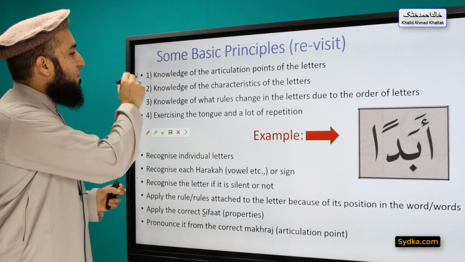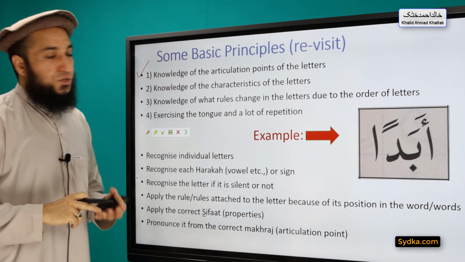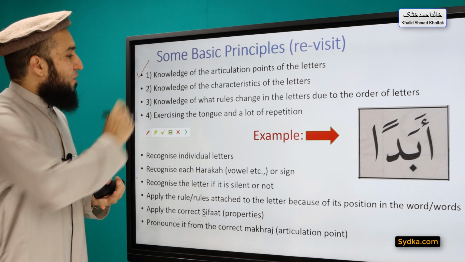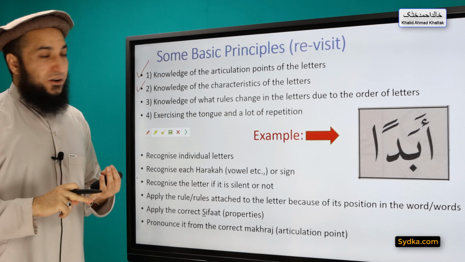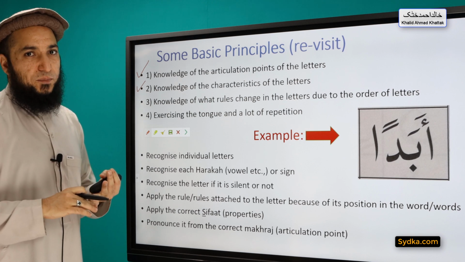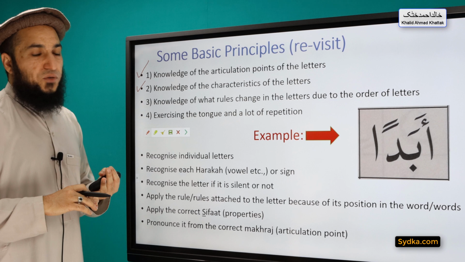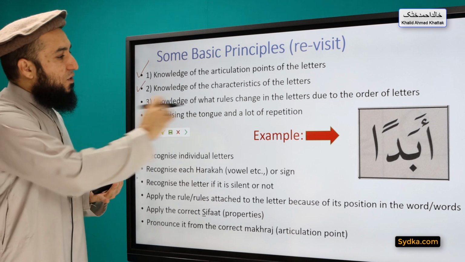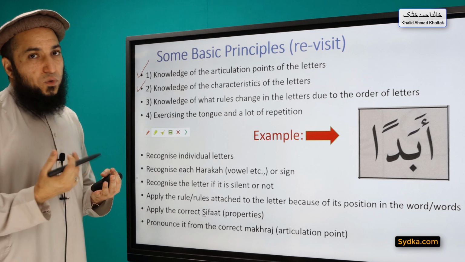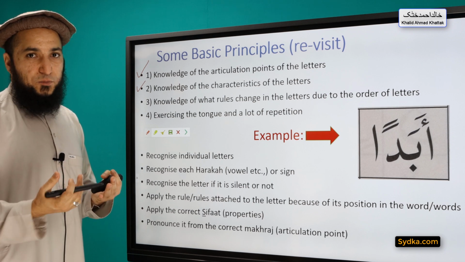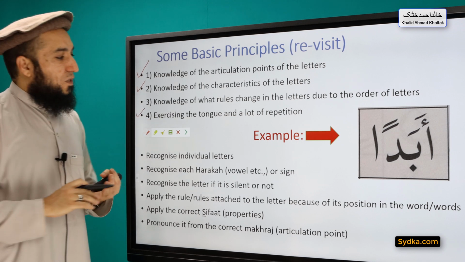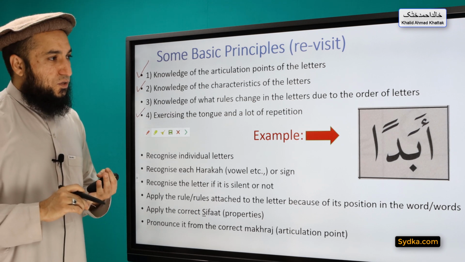So the first one is we need to have the knowledge of articulation points for each letter. The second one is we need to know the characteristics of each letter, sifat of each letter. We have studied only a few of them so far, but we will study the rest in advanced level. The third one is the knowledge of rules attached to individual letter because of its position in a word or words. The fourth one is exercising the tongue and a lot of repetition.